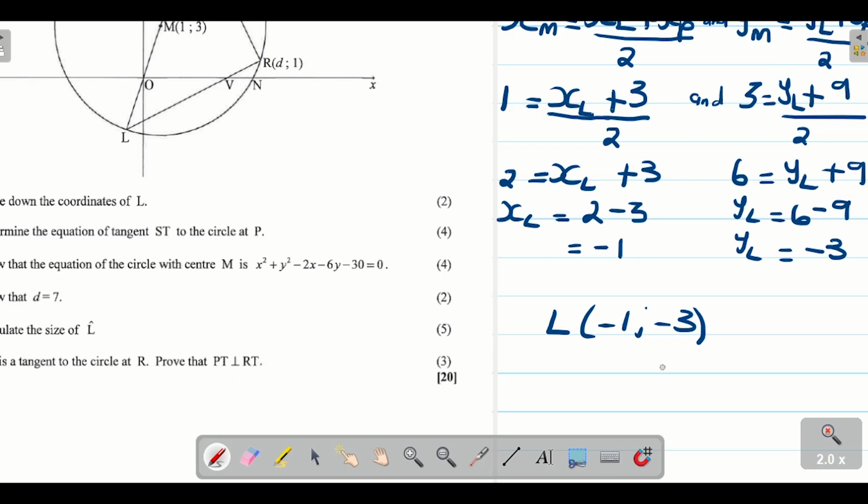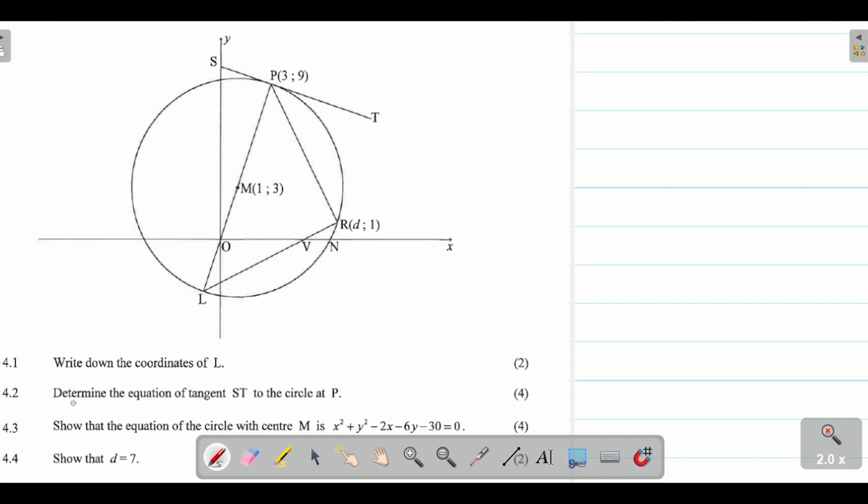We can go to 4.2. 4.2 says determine the equation of tangent ST to the circle at P. So they want us to find the equation of this line. But in order to find the equation of this line, we need the gradient of this line. And to find the gradient, we need at least 2 points. We've only been given 1 point, so we can't find the gradient with this point only.